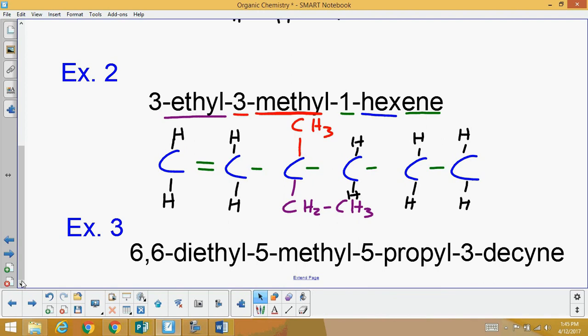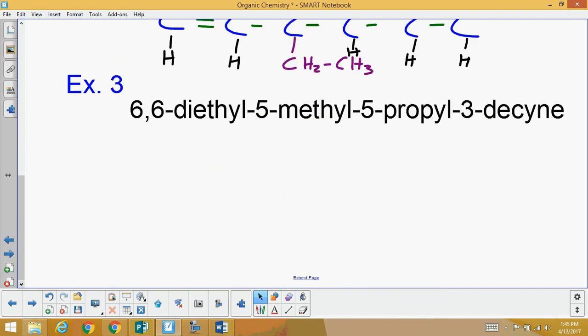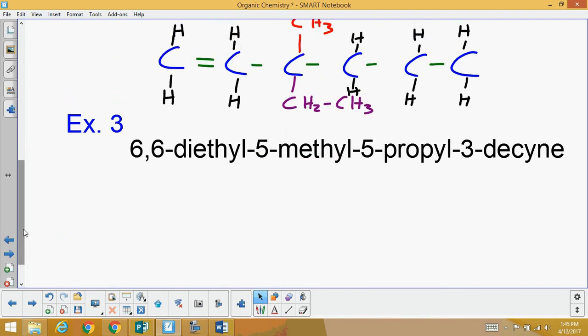Example number 3. A little bit bigger, but it doesn't matter how big it is because we're just going to take it piece by piece. 6,6-diethyl, 5-methyl, 5-propyl, 3-decyne. So let's start all the way at the end again. We have yne. It means we have a triple bond. So 1 triple bond. The 1 triple bond is going to be at carbon number 3. And how many carbons are there going to be? There's dec, as in 10. So we have our 10 C's.